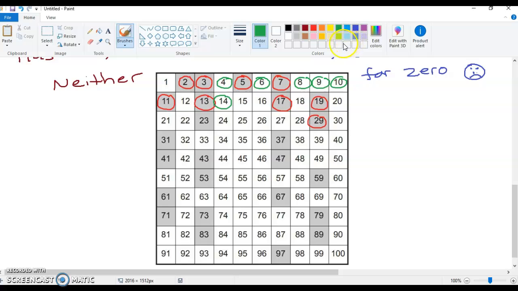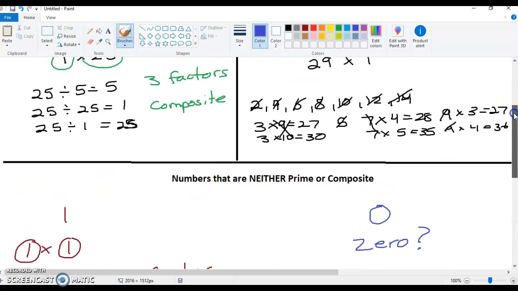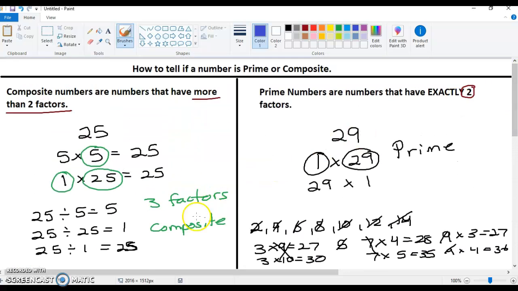Remember, the only one that is neither is our friend here on the right. This one is neither because poor number 1 only has one factor, so it's neither. So it's not prime, it's not composite, it's neither. It's just 1. Okay, so please reach out if you have any questions about what the difference between a prime number and a composite number is.